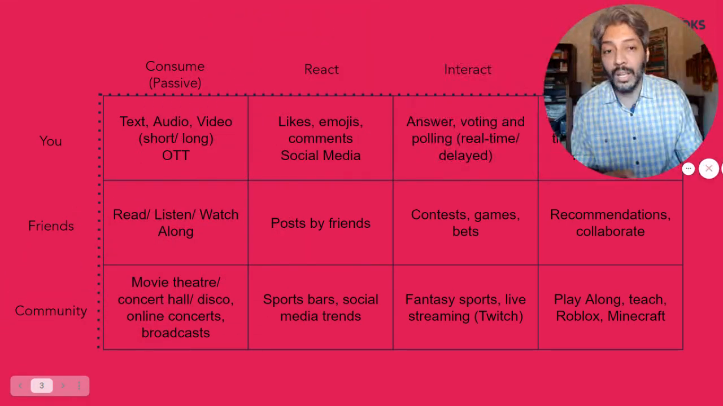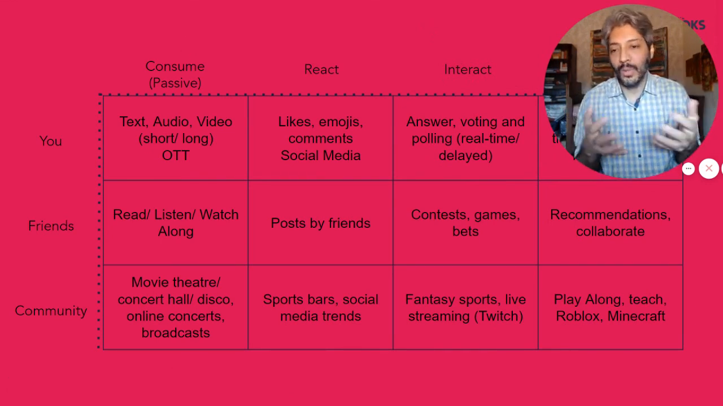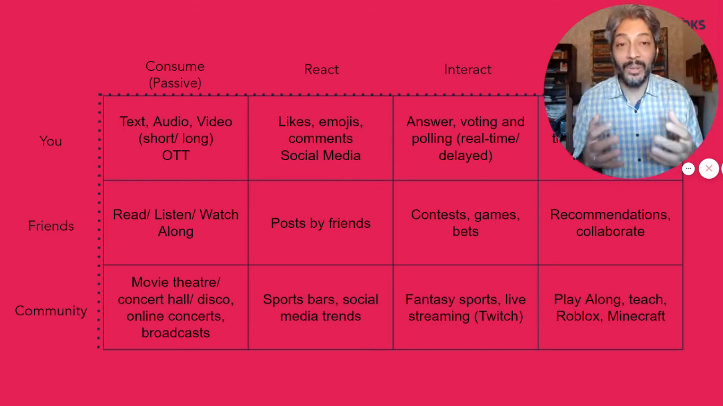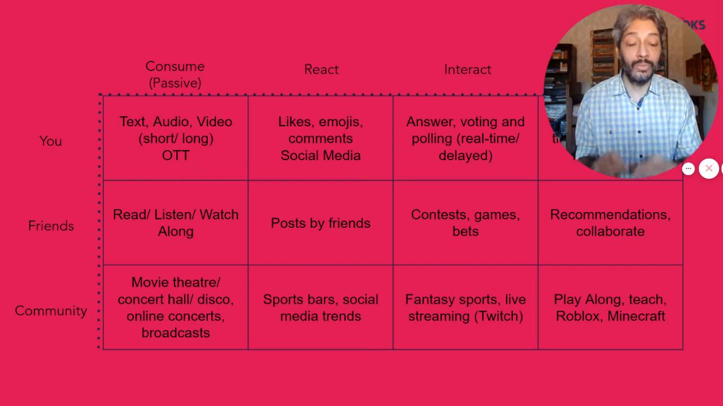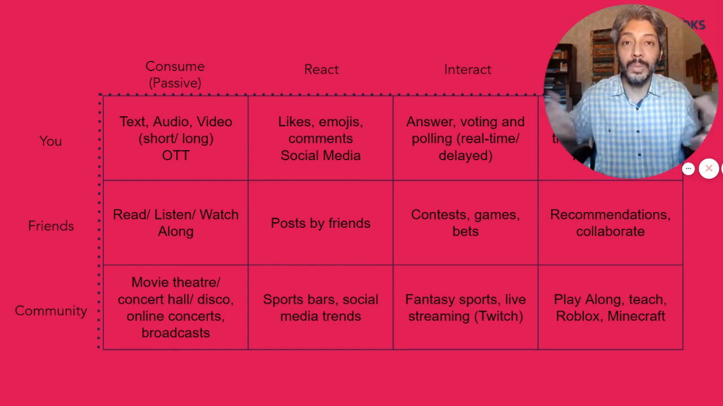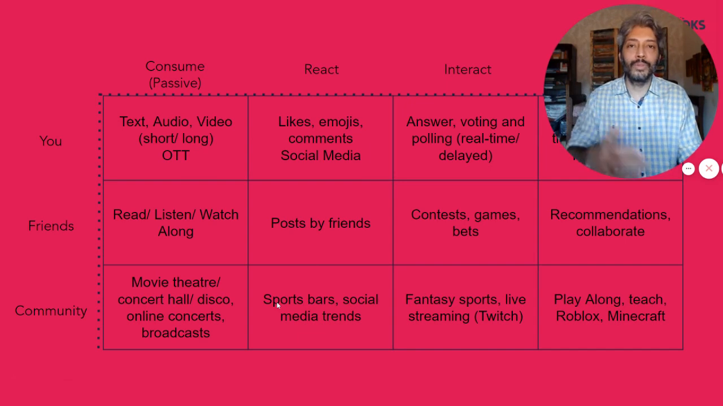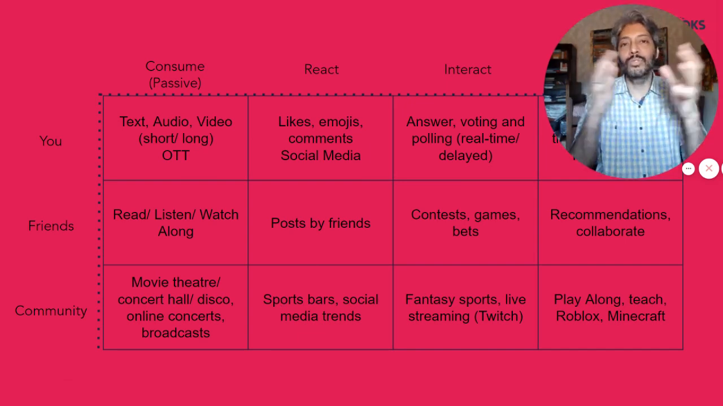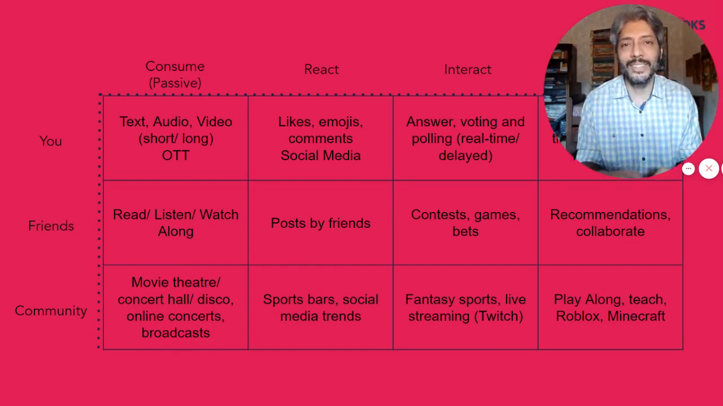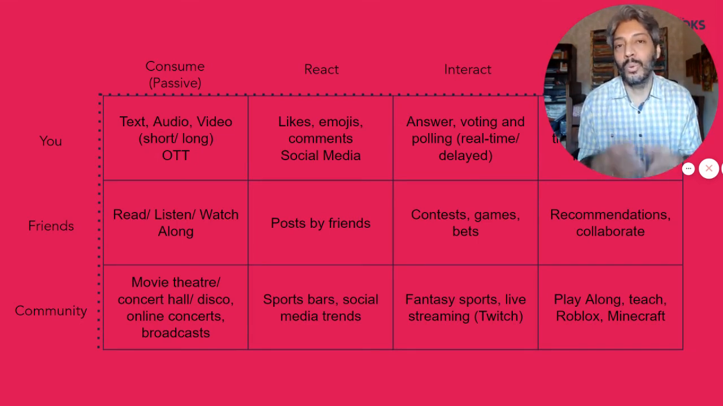And the last bit, if we think about community, right? Consuming with community is sort of the oldest thing in the world. We go to movie theaters and concert halls and discos. But now that has moved to online concerts and broadcasts, where you are very aware of the fact that there are other people who are also consuming along with you. But then you react to things you watch, and the classic example of that is watching sports in a sports bar, where fans of two different clubs are reacting to what they are watching and hollering at each other and abusing each other. But that's the joy. That's the joy of going to a sports bar or going to a stadium and watching this.